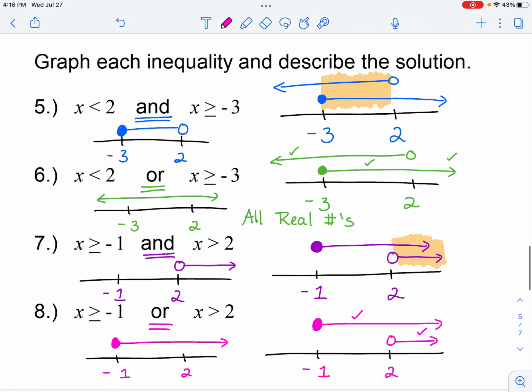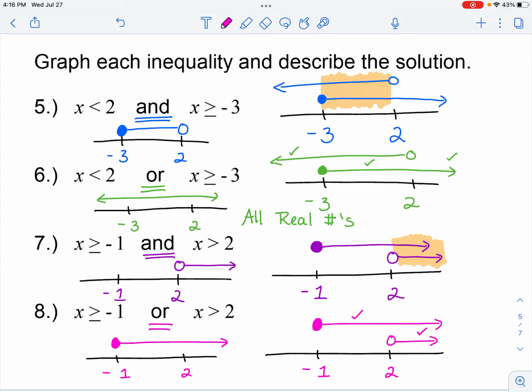So that's graphing compound inequalities. And now describing the solution set, we could describe in words. The first one, number 5, it's all numbers between negative 3 and 2, including negative 3, but not including 2. For problem number 6, the one in green, it's all real numbers. For problem number 7, it's all numbers greater than 2, not including 2. And for number 8, our pink, it's all numbers greater than or equal to negative 1. So everything negative 1 and higher.